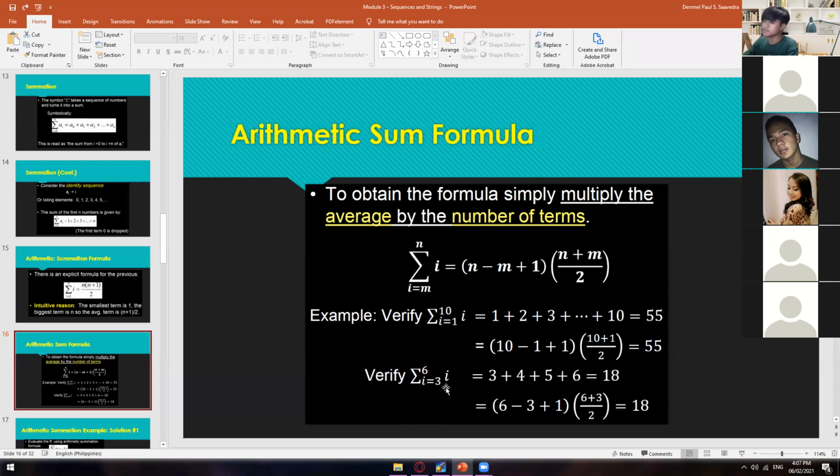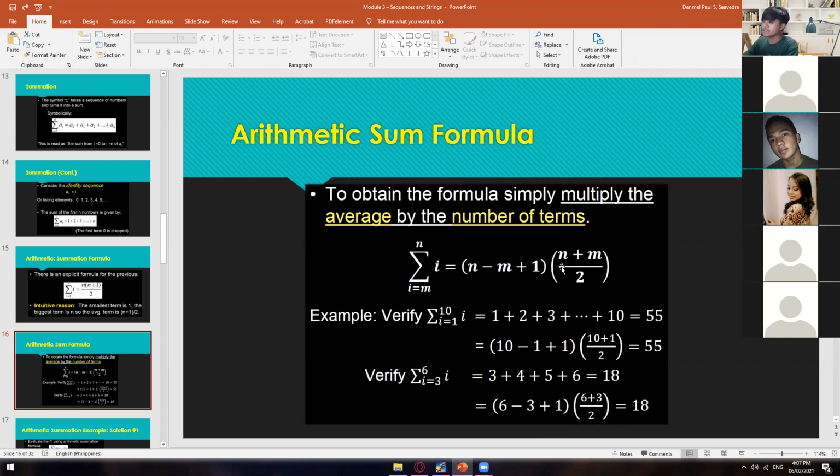The same with this one. As you can see, this one is not starting with 1, but you can still use this formula. The lower limit is 3, upper limit is 6. Just put here the corresponding value on each of those variables, then you will get 18.